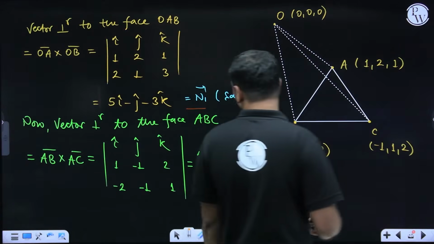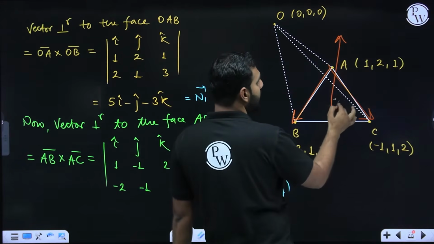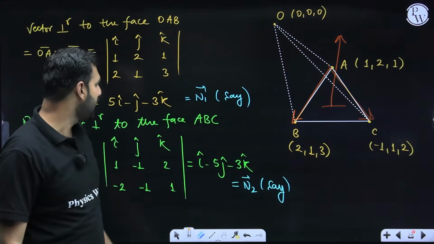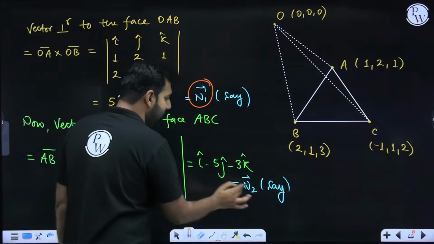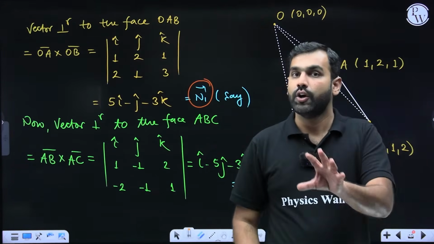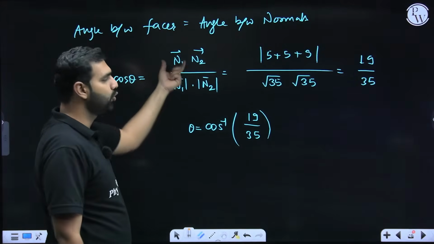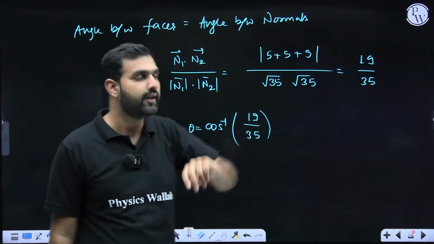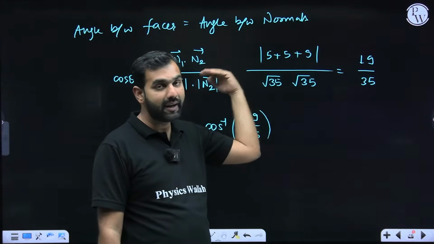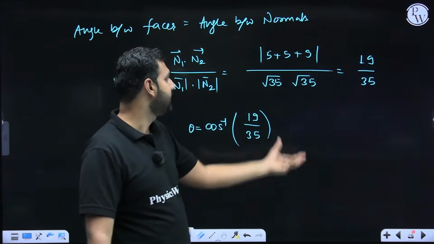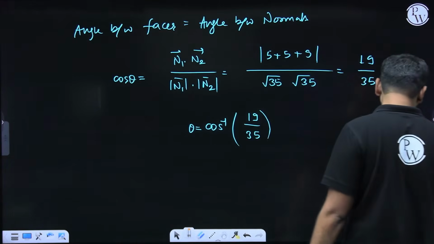Similarly, if I find the cross of AB with AC, I'll find a normal vector perpendicular to the plane ABC, which is found with this method, cross product. I hope you know how to find that. So this is vector N1, this is vector N2. Two vectors are given. Do you not know how to find the angle between them? So cos theta, where theta is the angle between these two normal vectors, which will be the angle between those two faces, is given by N1 dot N2 upon mod N1 mod N2. Dot product is found by multiplying their corresponding i cap, j cap, k cap components, and modulus you already know. With that you can find cos theta, and theta will be cos inverse 19 by 35.